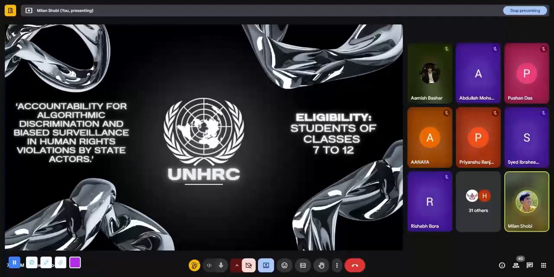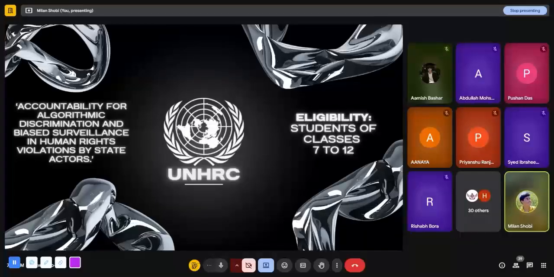The agenda over here is accountability for algorithmic discrimination and biased surveillance in human rights violations by state actors. This was very confusing the moment I saw it, but it's very interesting as well. It's very spicy in terms of how you can debate. There can be hundreds of perspectives, hundreds of things which you can put forth on the table, and honestly, if you choose this one, it won't be a wrong thing to do. You won't regret it, I'm telling you.